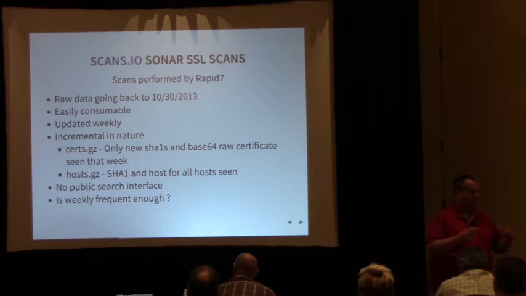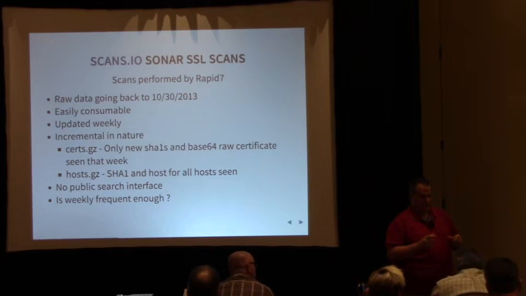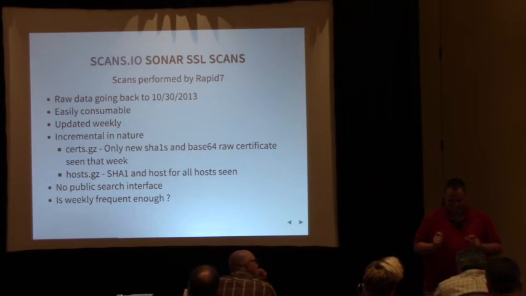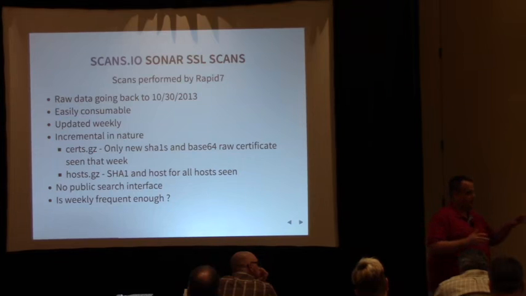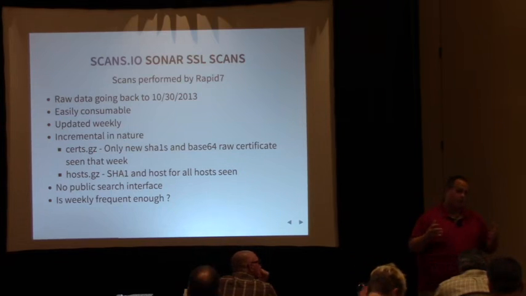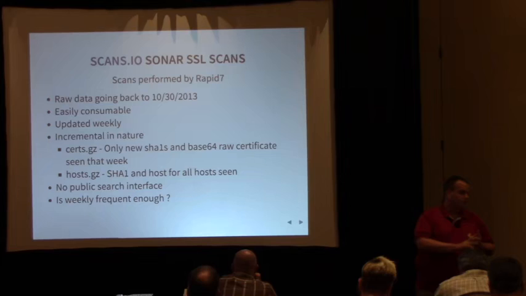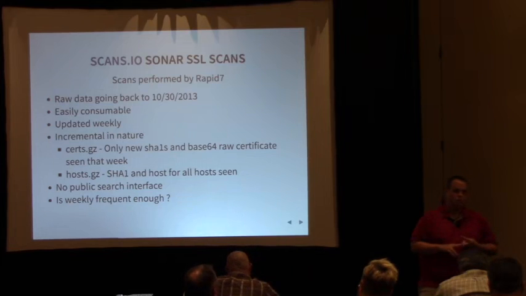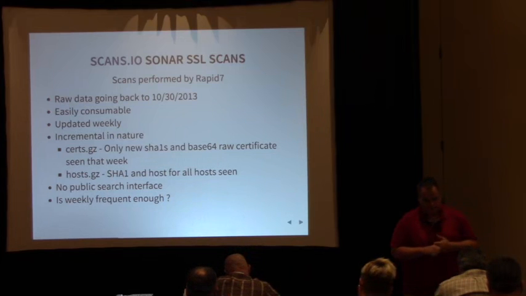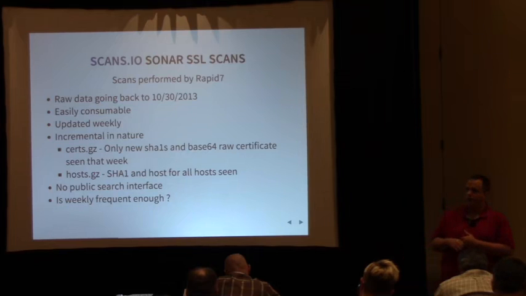So if you think about an incremental backup, their file is only the new certificates that they saw that week. Not everything they've seen previously, it's only the new stuff that week. So if you think about an incremental backup, it's only backing up the new stuff it sees. They provide the SHA-1 fingerprint and the actual raw base64 encoded certificate. Now their host.gz file, that's the SHA-1 and the host. It's a mapping, so it's a CSV of SHA-1 host, that's it, of everything they saw that week.